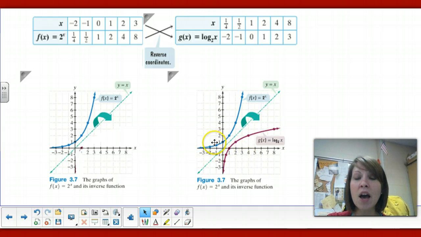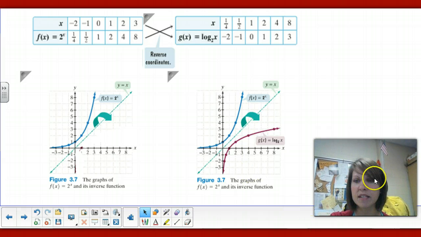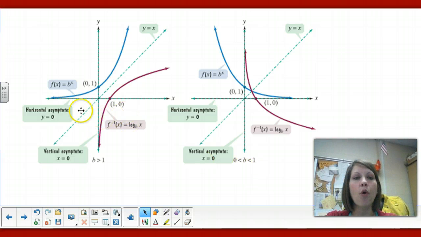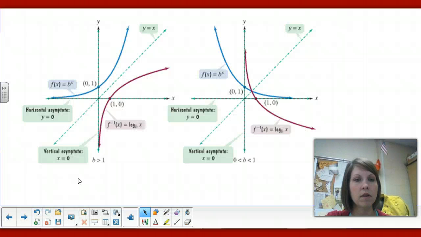And the domain of the exponential, negative infinity to positive infinity, becomes the range of the logarithmic, negative infinity to positive infinity. Okay? All right, this next page will have us look at that as well. So, it's showing you here that the horizontal asymptote y equals 0 for the exponential becomes the vertical asymptote for the logarithmic. The ordered pair 0, 1 becomes the ordered pair 1, 0.